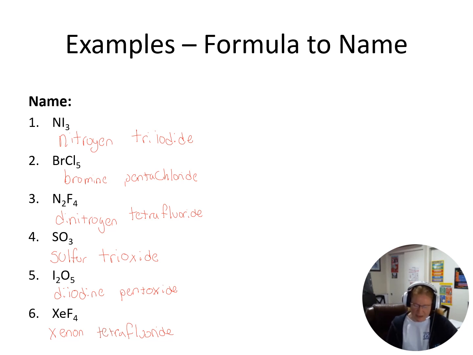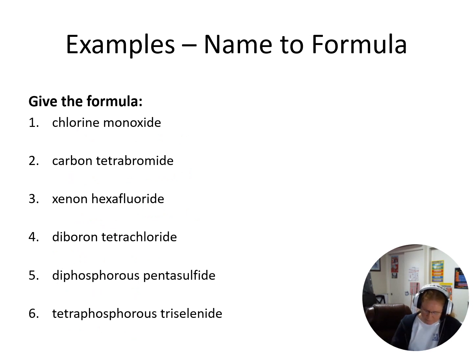Now we have to be able to go back the other way. We also need to be able to take our names and figure out what the formulas are. So here's a few. Chlorine monoxide: there's no prefix on that first element, so there's just one of them. We've got the prefix on the second element, so there's also only one of those. So chlorine monoxide is ClO. Carbon tetrabromide is CBr4. There's that hexa, so xenon hexafluoride. Same thing.